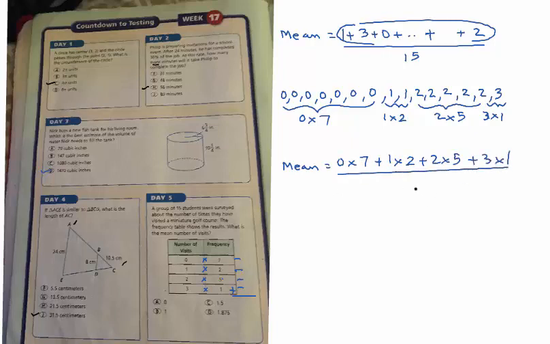all over 15. And this is going to be equal to, well, this is 0. 2 times 1 is 2. 2 times 5 is 10, and 3 times 1 is 3. So we have 10 plus 2, that's 12. Let's leave the 0 out. Plus 3 is 15. So we have 15 over 15, which is equal to 1. Therefore, the mean number of visits is 1. Option B.